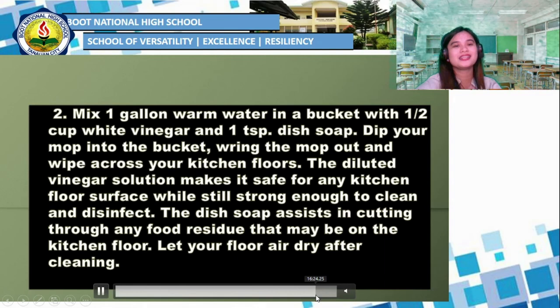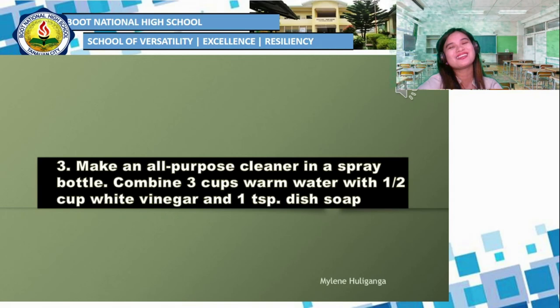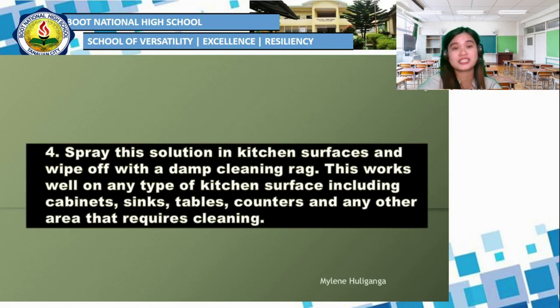Okay? And the next one we have, make an all-purpose cleaner in a spray bottle. Combine 3 cups of warm water with 1/2 cup white vinegar and 1 tablespoon of dish soap. So as you can see, it's always vinegar. Yes, actually, vinegar really cleans. Even in toilet bowls, it whitens.